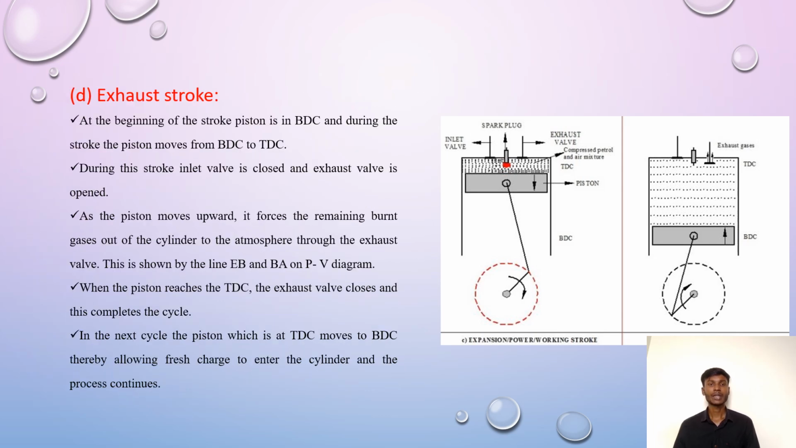Exhaust stroke. At the beginning of the stroke, the piston is at BDC. During the stroke, the piston moves from BDC to TDC. During this stroke, the inlet valve is closed and the exhaust valve is open. As the piston moves upward, it forces the remaining burnt gases out of the cylinder to the atmosphere through the exhaust valve. This is shown by the lines EB and BA on the PV diagram. When the piston reaches TDC and the exhaust valve closes, this completes the cycle. In the next cycle, the piston at TDC moves to BDC, thereby allowing fresh charge to enter the cylinder, and the process continues.